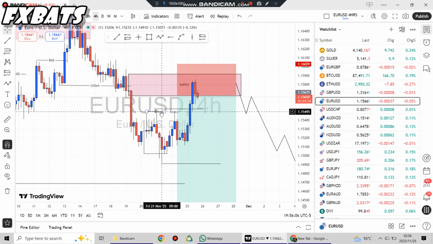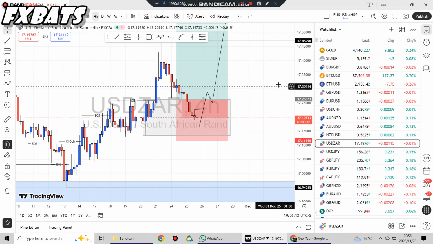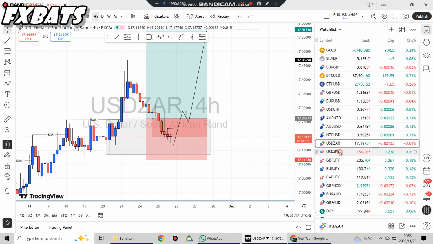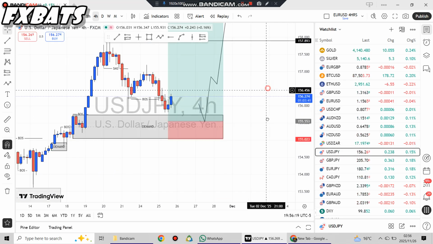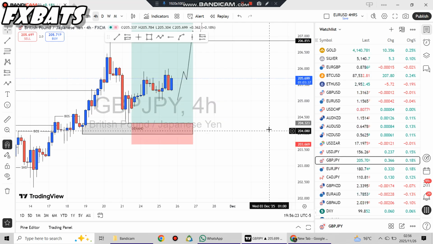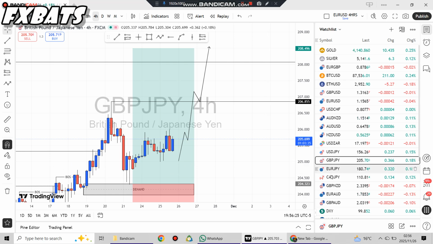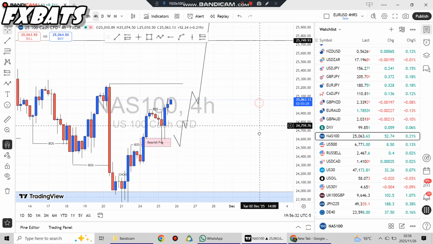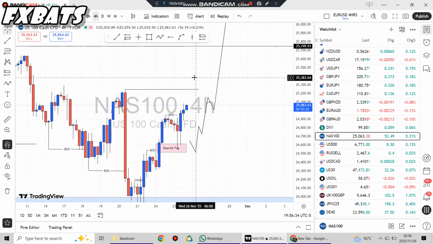So this is the pair I'm trading, and I'm also looking forward to take some buys on USD ZAR. I'm waiting also to take some longs on USD ZAR. Pairs have been doing well. You could see USD JPY, GBP JPY, we're still buying them, and also stocks. As you could see, Nasdaq has been doing so well. It's almost reaching the draw on liquidity.